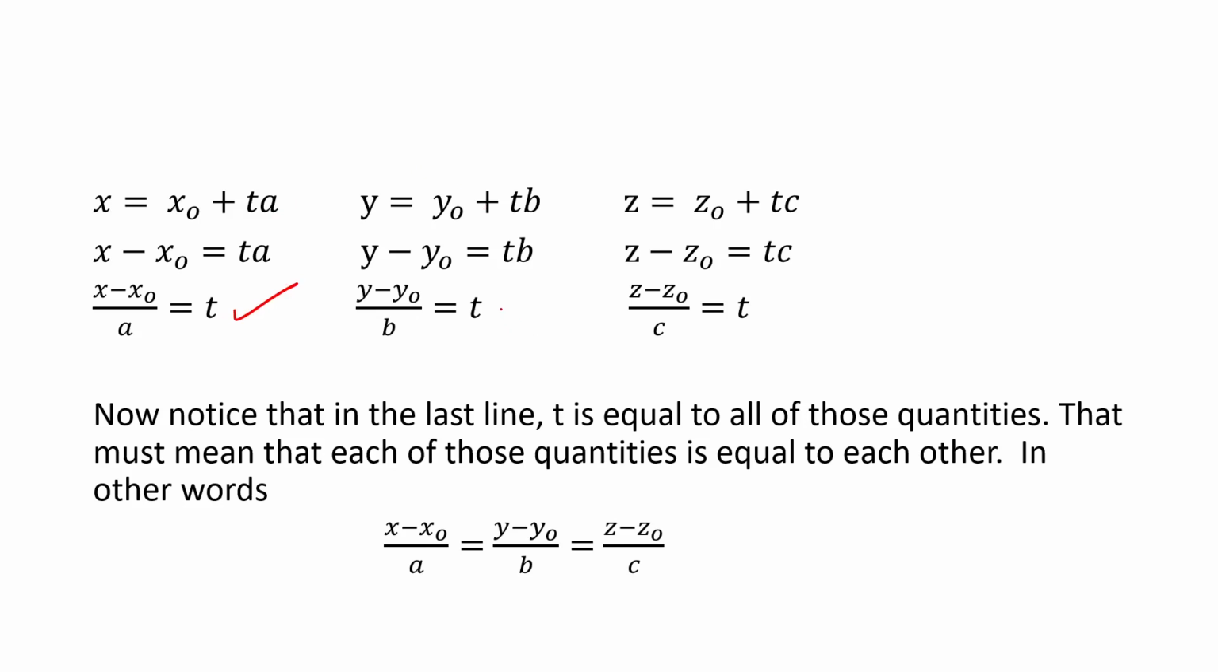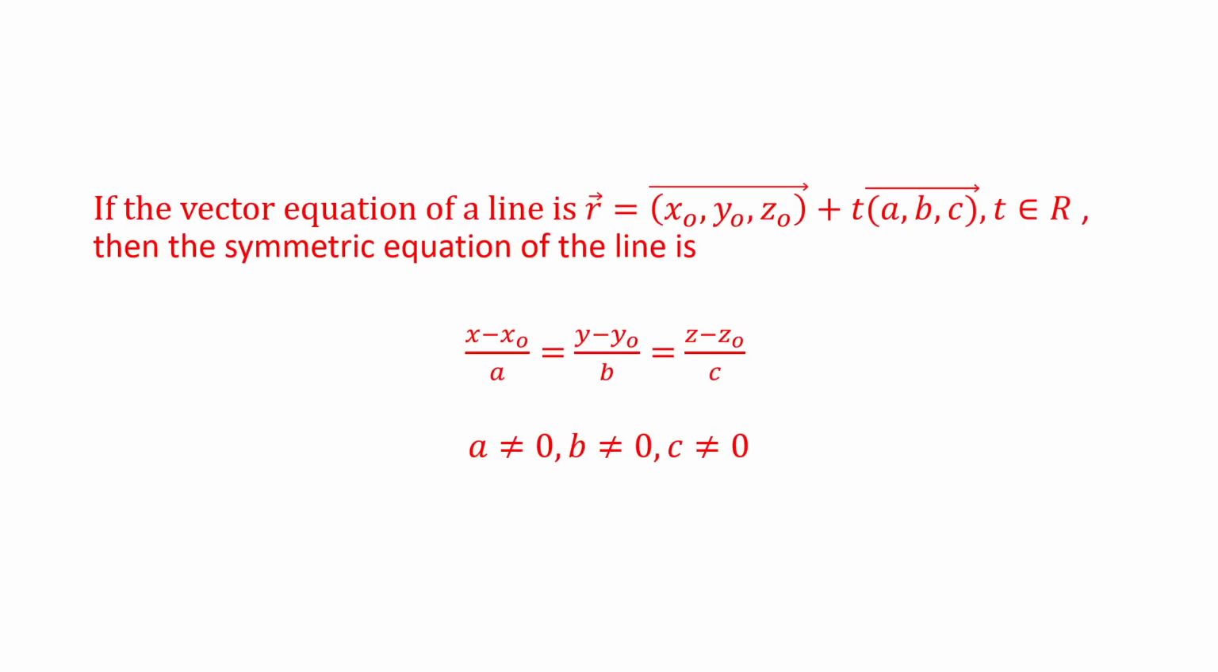But we get t equaling x minus x naught over a, y minus y naught over b, and z minus z naught over c. Now, since t is equal to all those quantities, that must mean all those quantities must be equal to each other. So that must mean x minus x naught over a equals y minus y naught over b equals z minus z naught over c. So we can make a statement. If the vector equation of a line is this equation shown, then a symmetric equation of a line is this equation shown. But of course, since a, b, and c are all values in the denominator, we cannot let any of them equal 0.